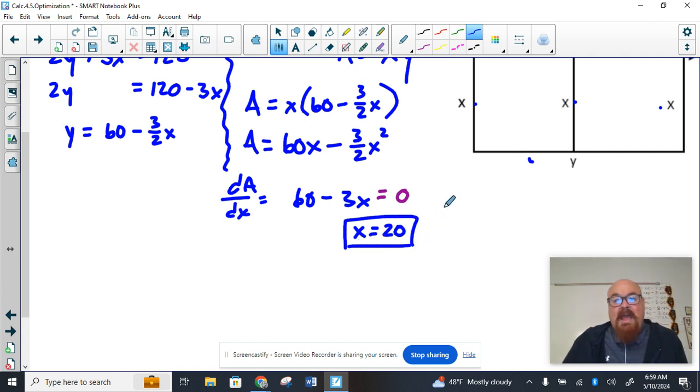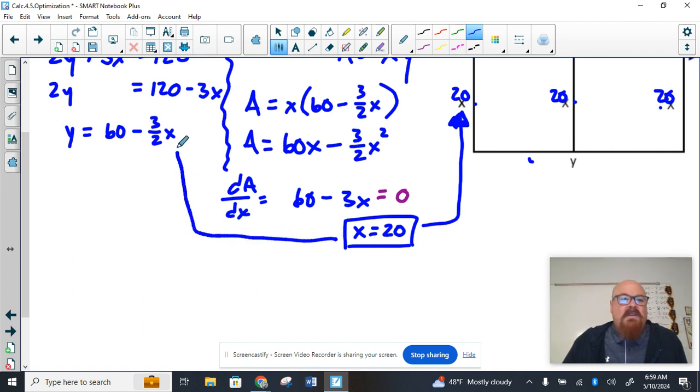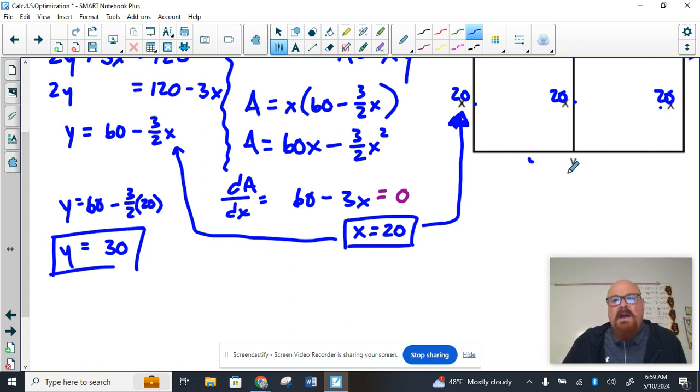So again, that x, that is this. That's the statement that we wrote for the area. So we know what this value is. This is 20, this is 20, and this is 20. Right? What's y? Well, take that value of x and plug it in over here. y would equal this 60 minus 3 halves of 20, which is 30. So now we have our dimensions, because again, this y is this y. So now we know that's 30.